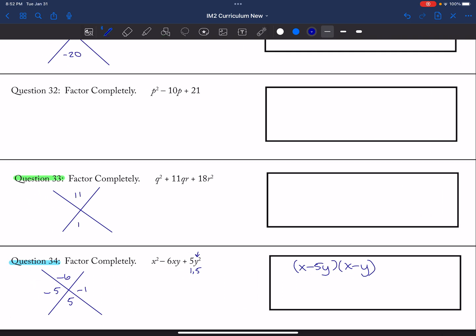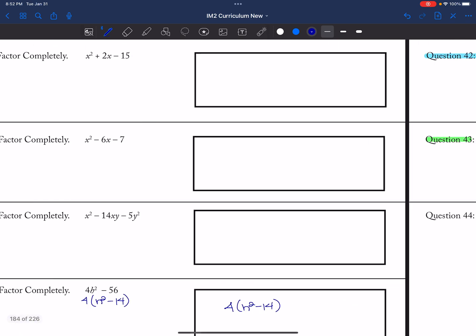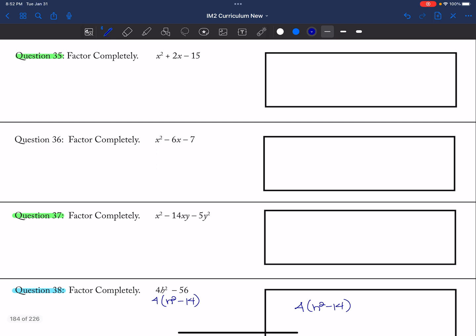Still more. Okay, 18. 1 and 18, 2 and 9, and 3 and 6. So it is 2 and 9. So this is q plus 2 and q plus 9. Okay, 35. Oh, we're almost there. One more page.